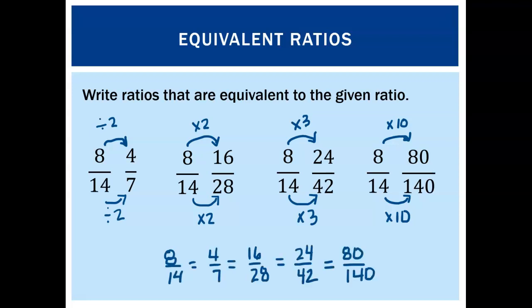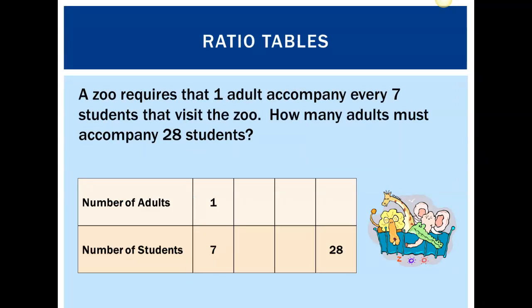8/14 is equal to 4/7, which also equals 16/28, 24/42, and 80/140. When we're working in our ratio tables, we'll be using multiplication or division to create equivalent ratios and solve problems. Let's take a look at our first problem. A zoo requires that one adult accompany every 7 students that visit the zoo. How many adults must accompany 28 students? One way to solve this problem is to use a ratio table. There are other ways that we will look at later in the chapter.